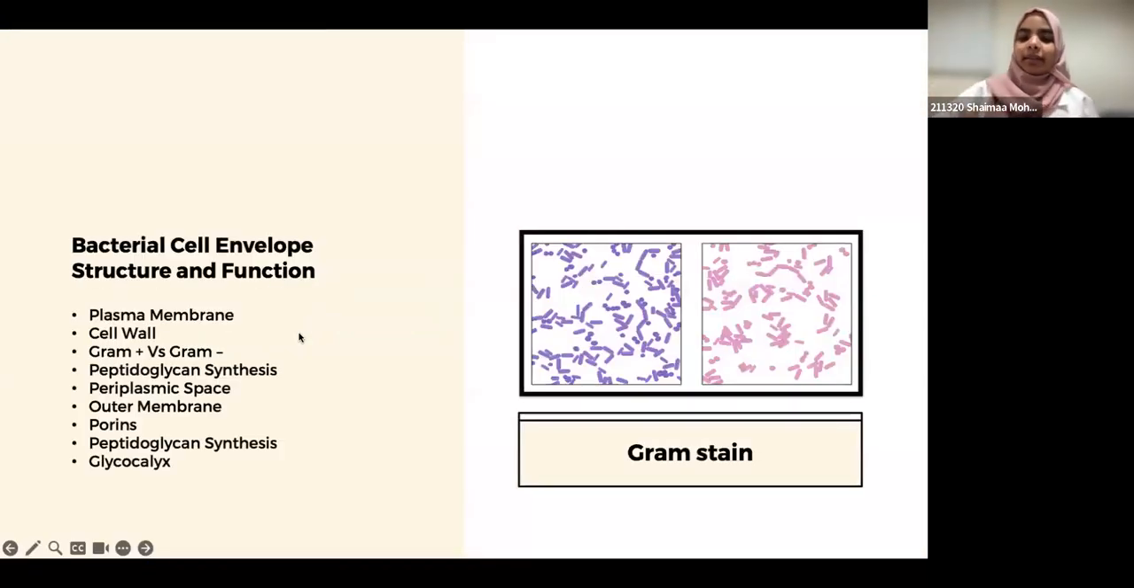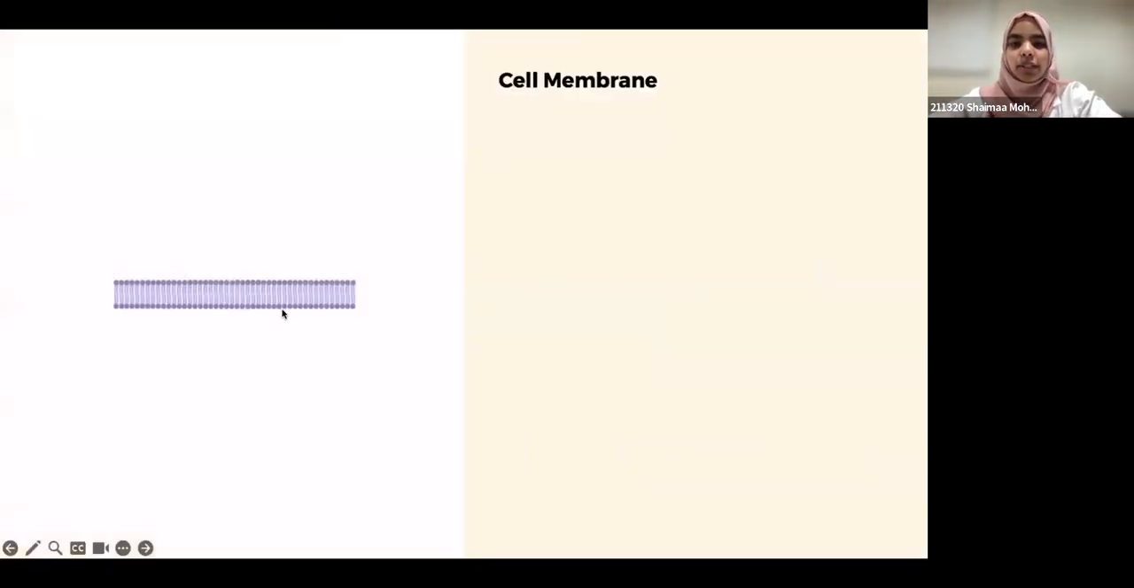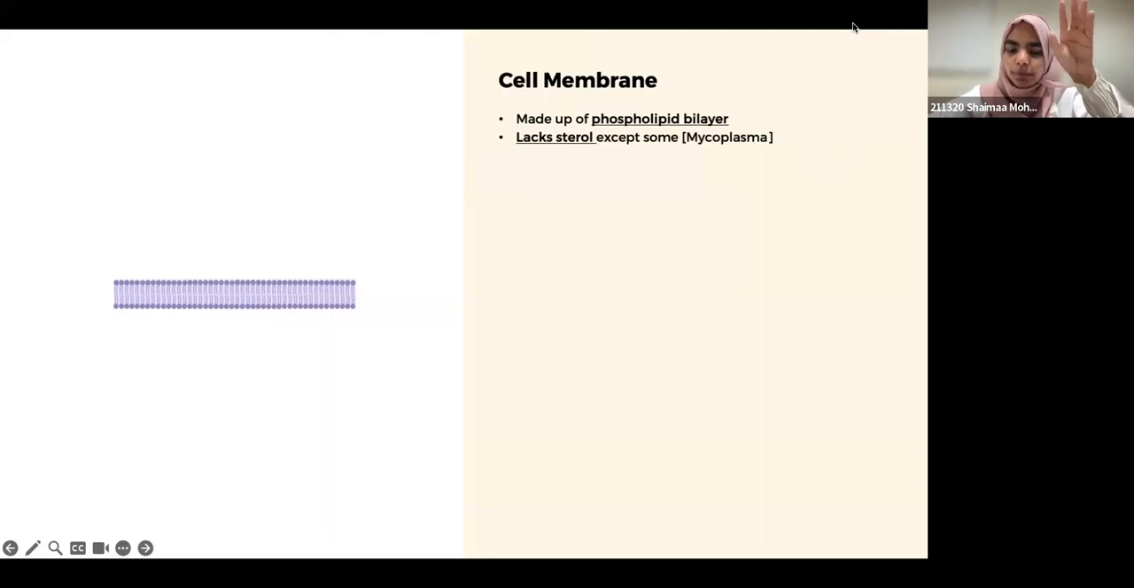Now we're going to look at the external structure, which is the cell envelope. First we have the cell membrane. What is the cell membrane? It's a phospholipid bilayer, as you can see, one layer of phospholipids and a second layer of phospholipids, just like our cell membranes, okay? However, the difference is that they do not have sterols. For example, our cell membranes have cholesterol, right? But bacteria do not have those sterols, except some bacteria like Mycoplasma. Mycoplasma has sterols. Otherwise, they do not have sterols, okay?